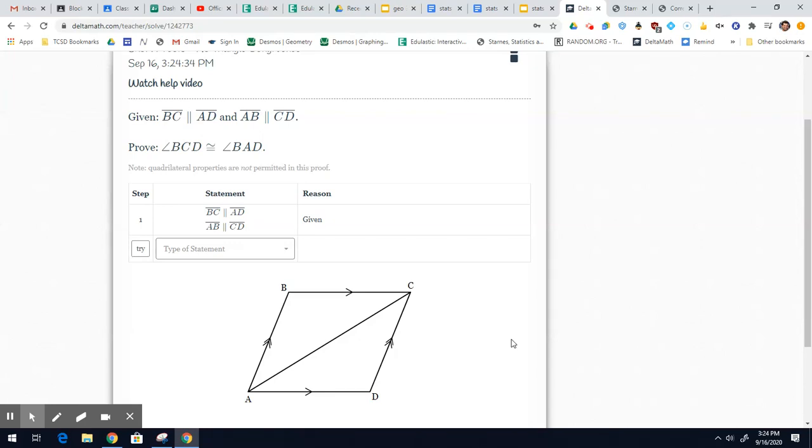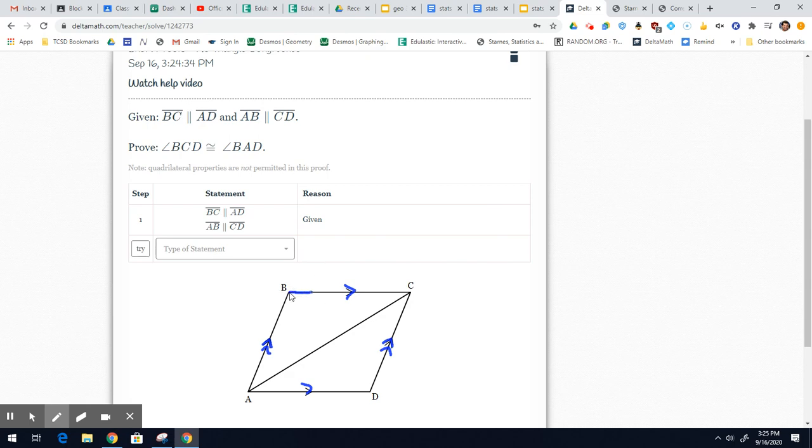Okay, here is our next proof. So we're given two pairs of parallel sides again. In this picture, it looks like we're given that segments BC and AD are parallel, and segments AB and CD are parallel. Notice how they're marked, right? Parallel, parallel, parallel, parallel. And we want to prove that angle BCD.